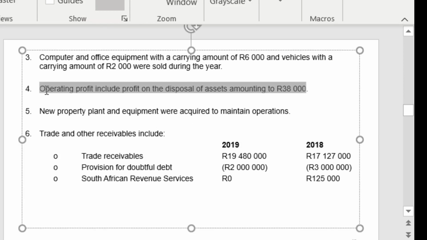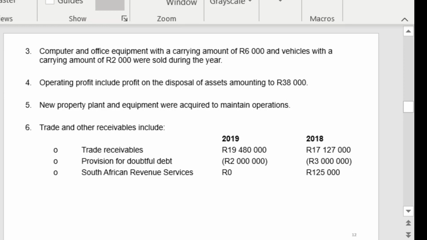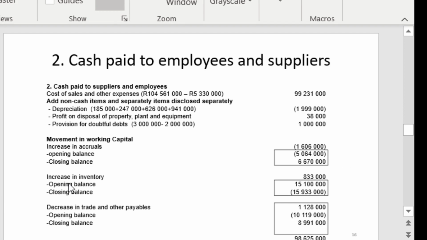Here's the information regarding the disposal of assets. So any profit determined on the disposal of assets is a non-cash item, and it needed to be adjusted. It needs to be adjusted when it comes to calculating cash paid to employees and suppliers, because it has been indicated that operating profit include that profit. Even depreciation, we're adjusting it because it has been included on the operating profit. Provision for doubtful debts, we also get it from additional information number 6 under trade and other receivables.